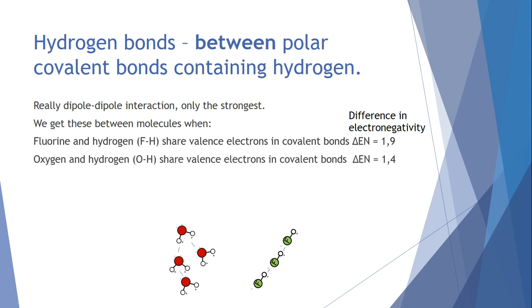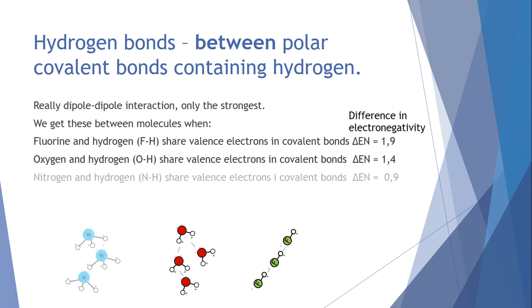When we have oxygen and hydrogen, when these share valence electrons in covalent bonds, there's also a big difference in electronegativity, and we observe hydrogen bonding going on. Nitrogen and hydrogen, when they share valence electrons in covalent bonds, it's not going to be as large a difference, but still a very large difference. You can see that this difference in electronegativity between fluorine and hydrogen is larger than 1.7, right? So it's stronger than we would expect for a molecule. So that's why these numbers I've given you are to be regarded as guidelines, not strict rules that always work.